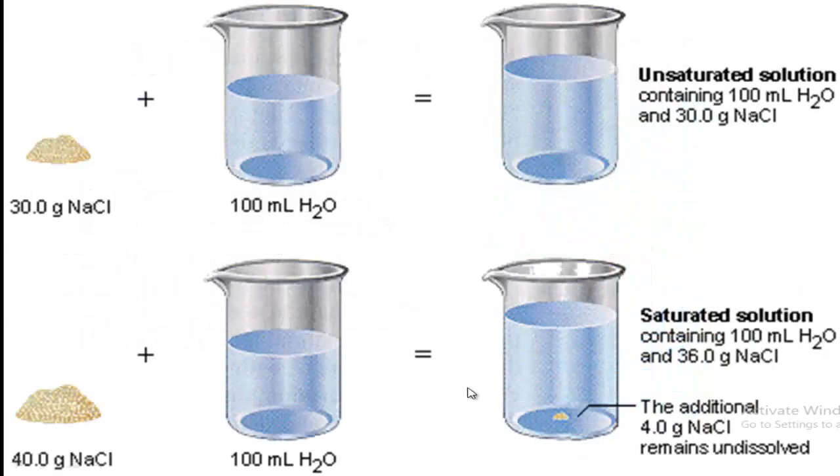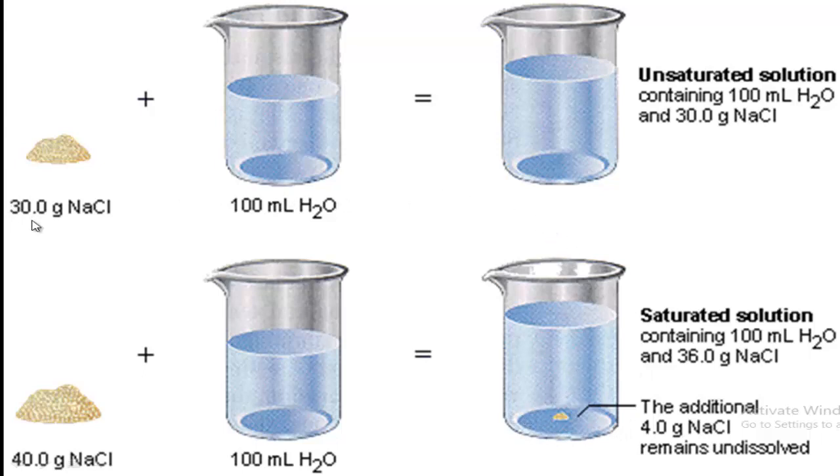Now follow this picture, then I hope it will be completely clear to you. For example, previously we have seen that when we add 40 gram sodium chloride salt in 100 ml water at room temperature, 4 gram sodium chloride remains undissolved, because 100 ml water can dissolve maximum 36 gram salt, and this solution we have said is a saturated solution.